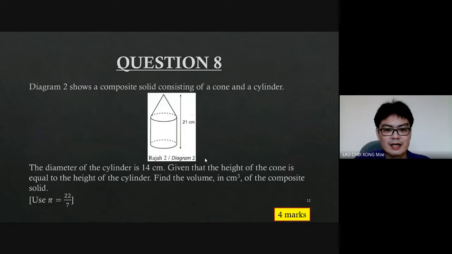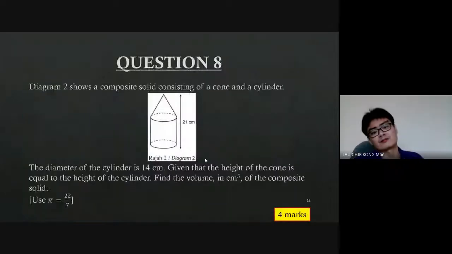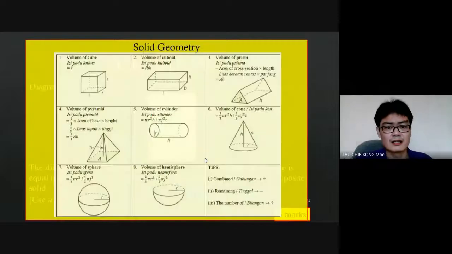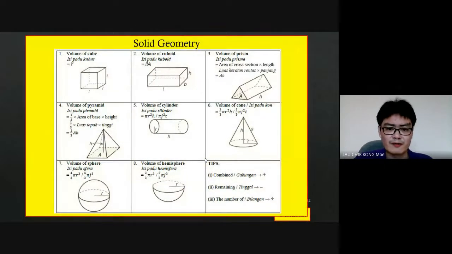Then number 8 is about the volume of solid geometry. Under solid geometry volume, you need to understand that this question uses a cone and a cylinder. Cone is 1/3 pi r squared h. Cylinder is pi r squared h.